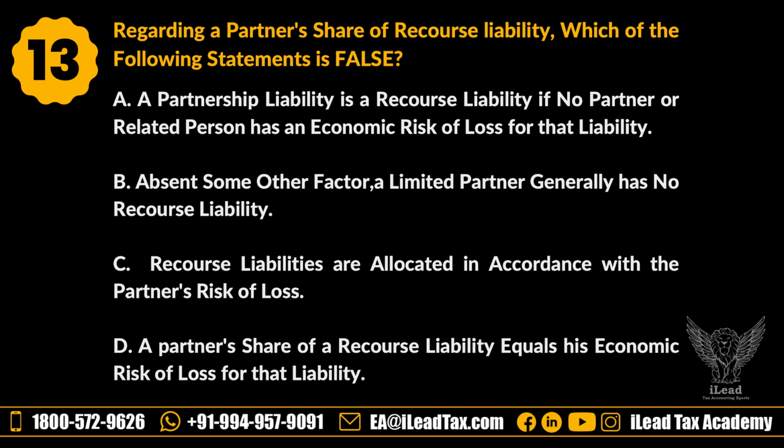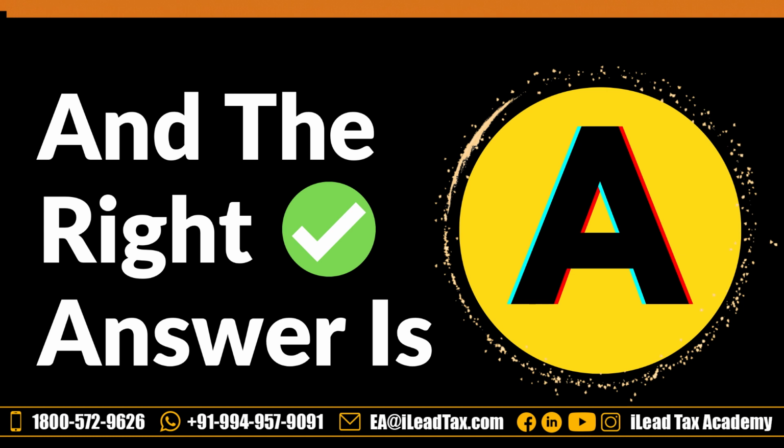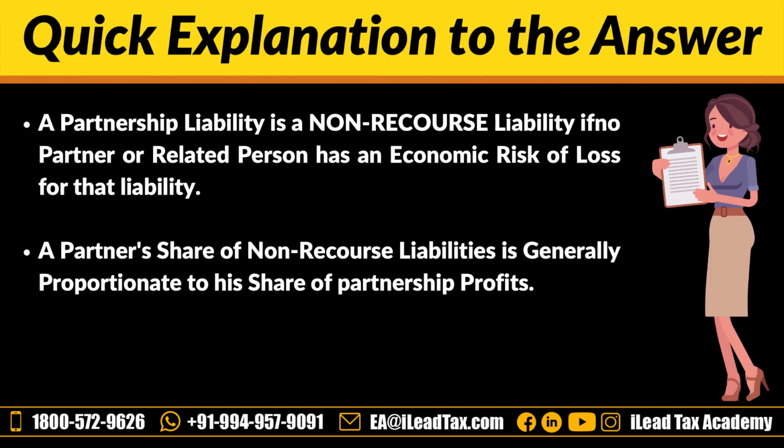Let's see the answer. The answer is A. Let's see why it is A. So here, the statement in option A is false because a partnership liability is not considered a recourse liability if no partner or related person has an economic risk of loss for that liability. In other words, for a liability to be treated as recourse liability, at least one partner or related person must have an economic risk of loss. So option A is the wrong answer. Let's go to the next question.